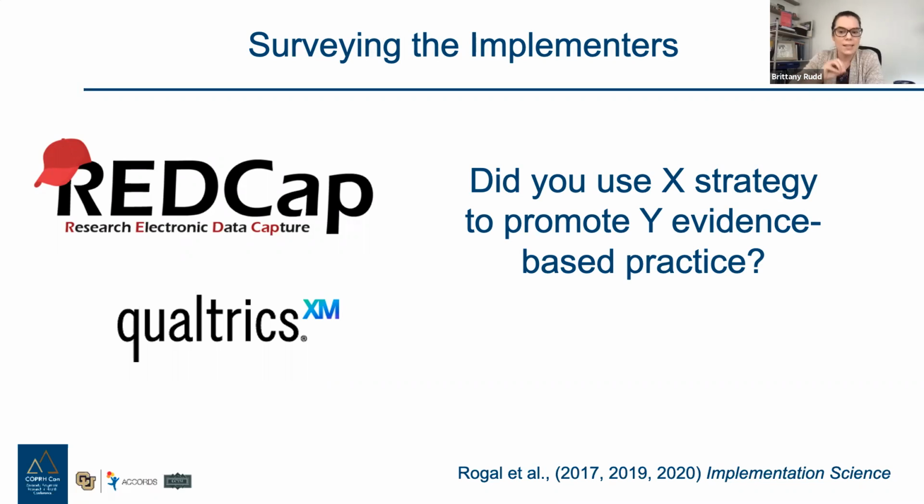She then replaced the X strategy piece with one of the 73 implementation strategies in Byron Powell and colleagues' expert recommendations for implementing change taxonomy, which I'll discuss a bit later. So her team has done this surveying of system stakeholders, both cross-sectionally and longitudinally, to track the use of implementation strategies by system stakeholders over time.